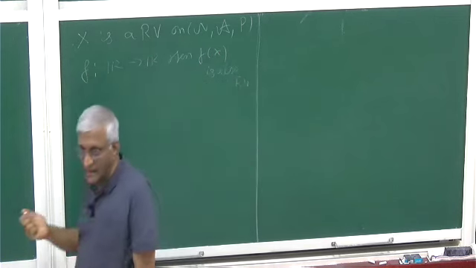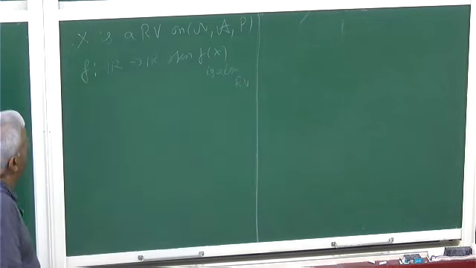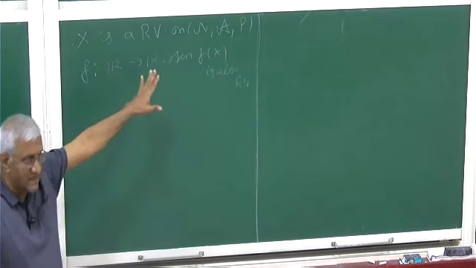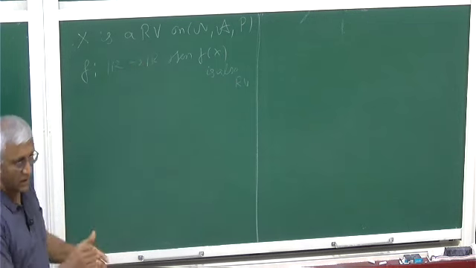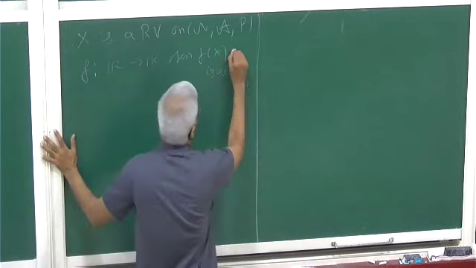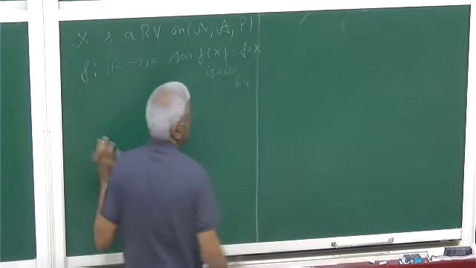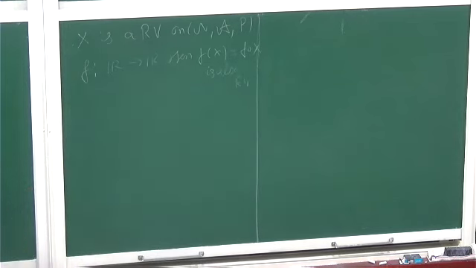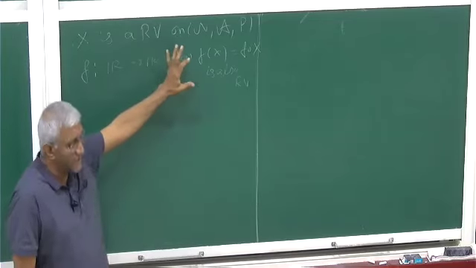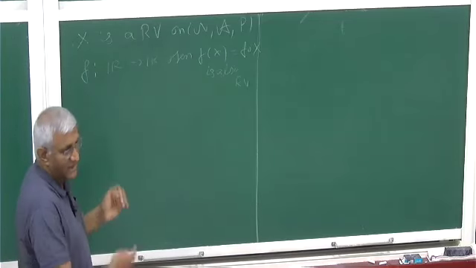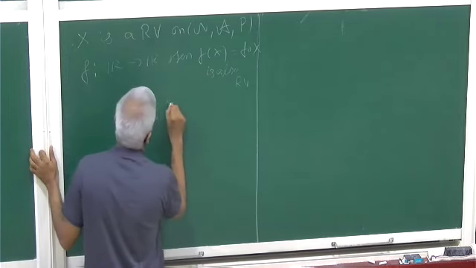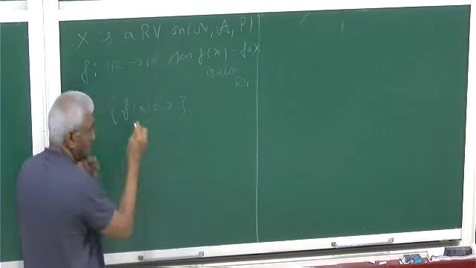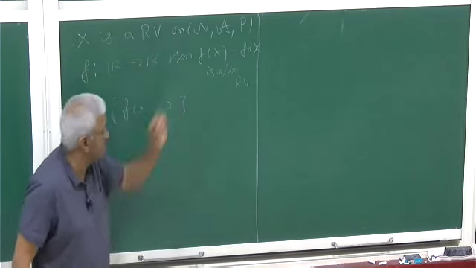In general, if the space is discrete, if omega is finite or countable, then there is really nothing to prove. This is just composition of functions, f composed with X. But if it is continuous, then you have to verify further that the event f of X equal to some x naught is an event, that it is in the sigma algebra.